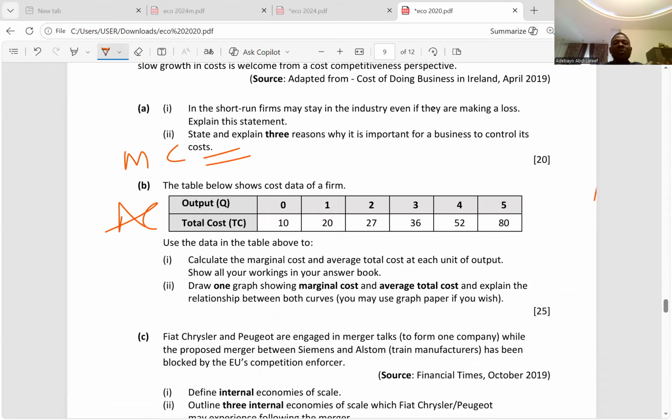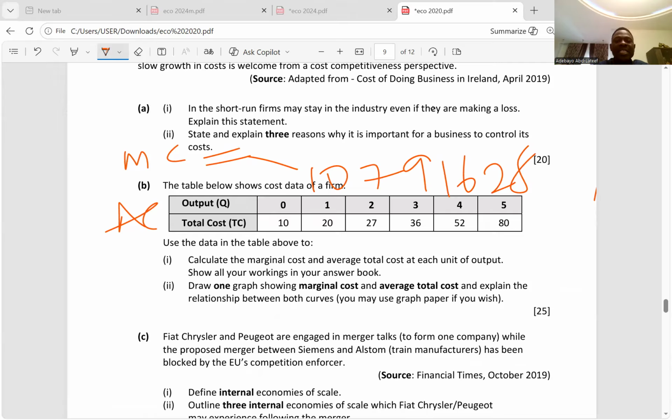So we'll find the MC first at each level of output. MC is TC2 minus TC1. So 20 minus 10 is 10. So at output 1, it is 10. 27 minus 20 is 7. 36 minus 27 is 9. 52 minus 36, 16. And 80 minus 52, 28. So this is our MC.